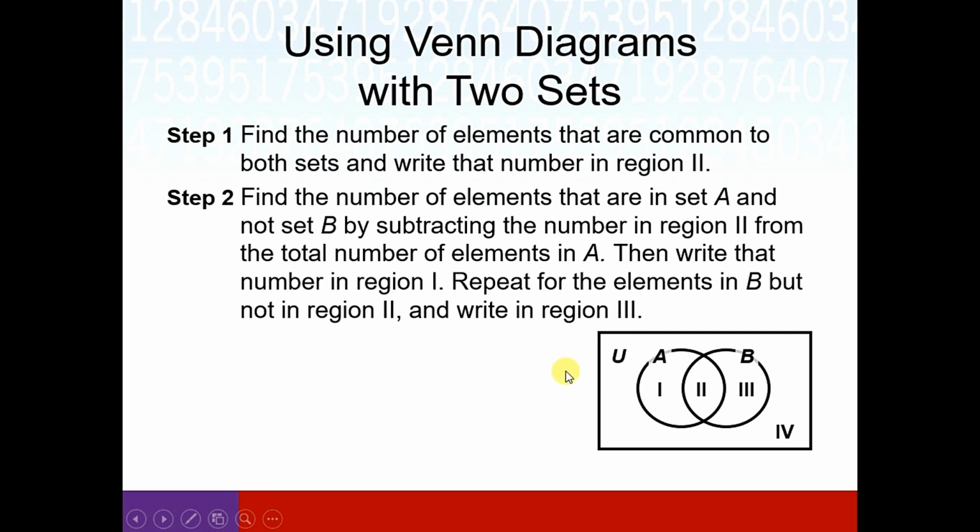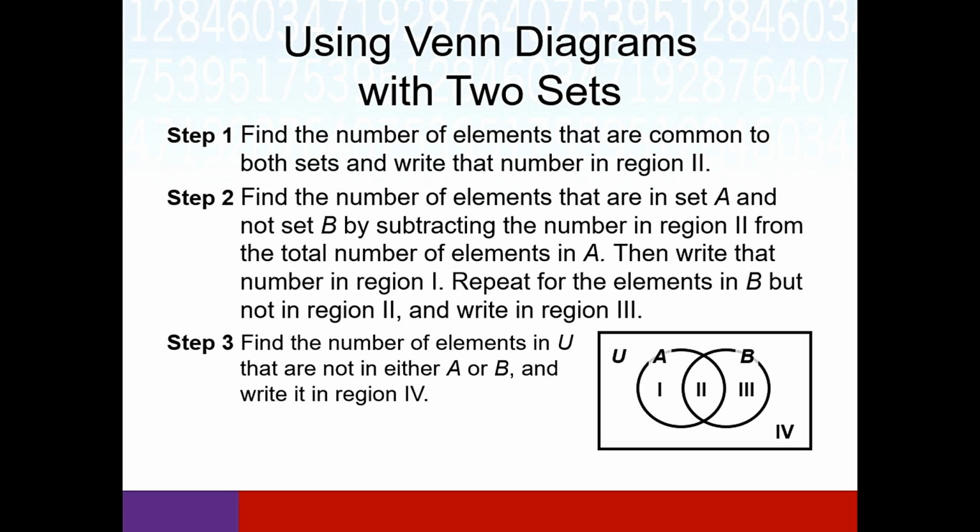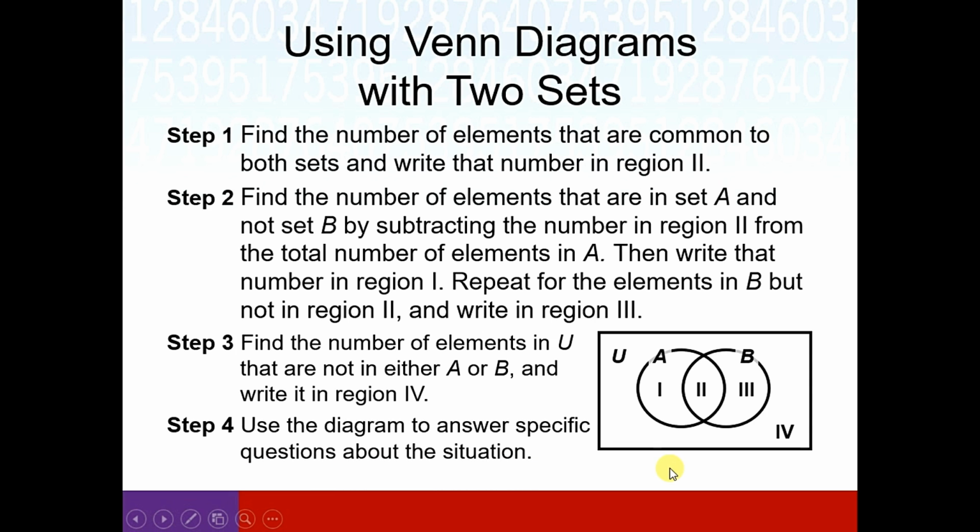Next, we will just follow the same steps in this third region, in which we take the cardinality of set B subtracted by the cardinality of the intersection of A and B. And that is what we will write in region 3. Now, step 3. We will find the number of elements in U that are not in either A or B and write it in region 4. So, we will write it in this outer region. Okay. And last step, we will use the diagram to answer specific questions about the situation.